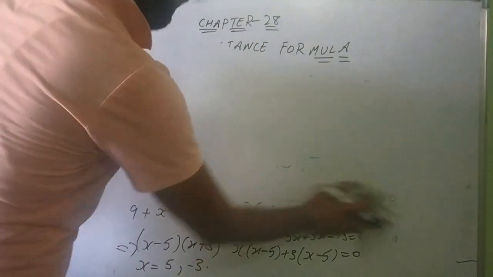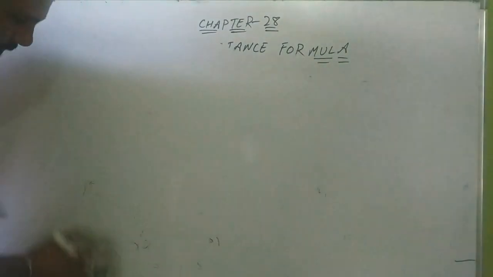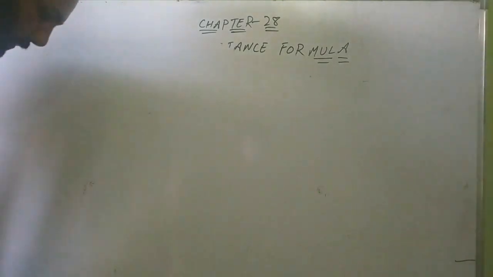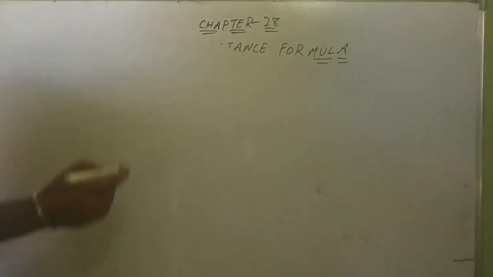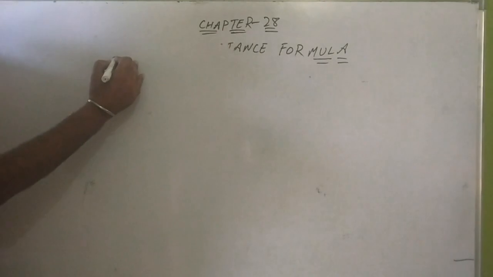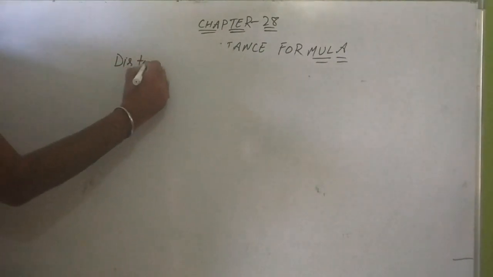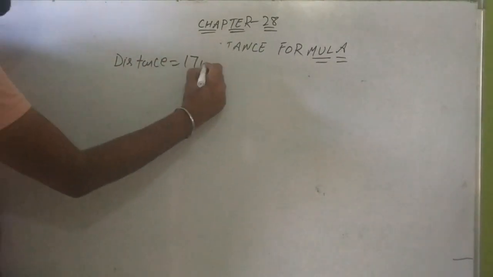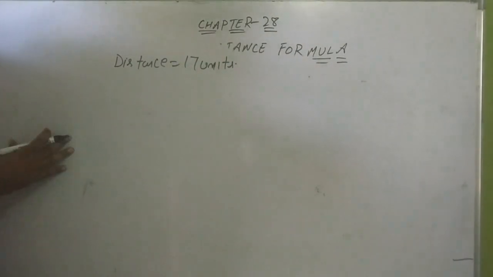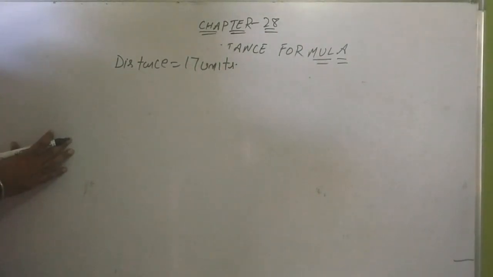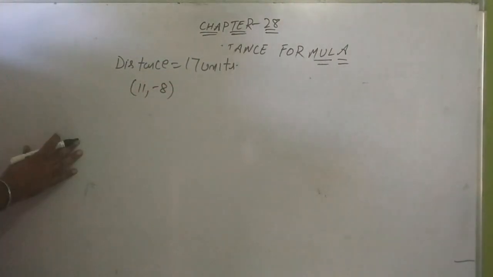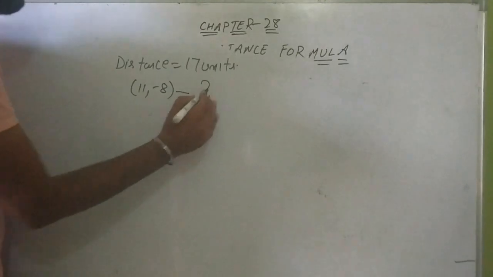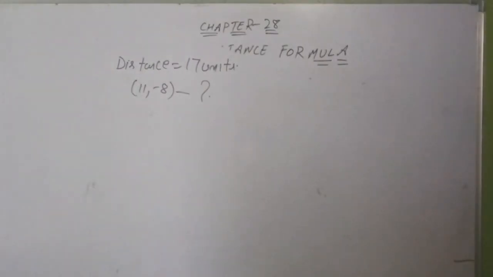So what is given in question number 4th? The coordinates of the point on the x axis which are at a distance of 17 units from the point. Distance दिया है बेटा, 17 units. किस point से दिया है? One point is (11, -8) and the second point we have to find.